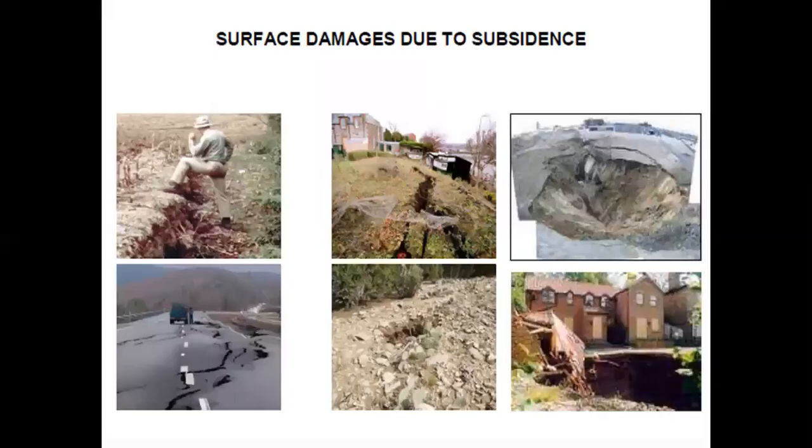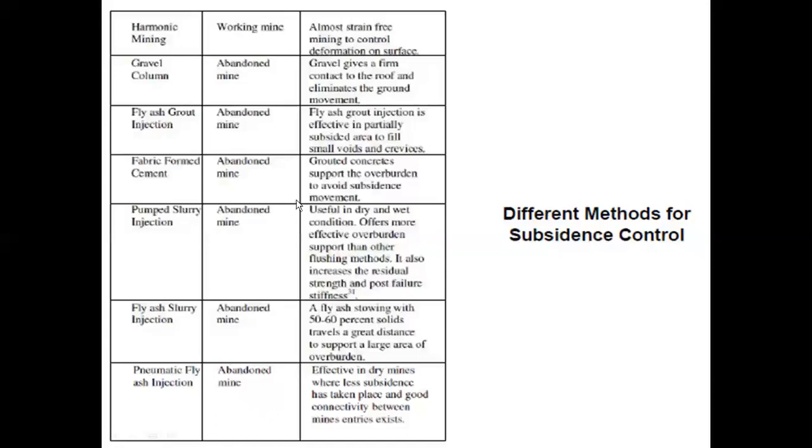I already covered this as part of that, and the same thing got repeated here. These are the different methods, in which scenario each is used, and how effective it is. Harmonic mining is during mining activity, almost strain-free mining to control deformation on the surface. This is used for effective control of subsidence on the surface.